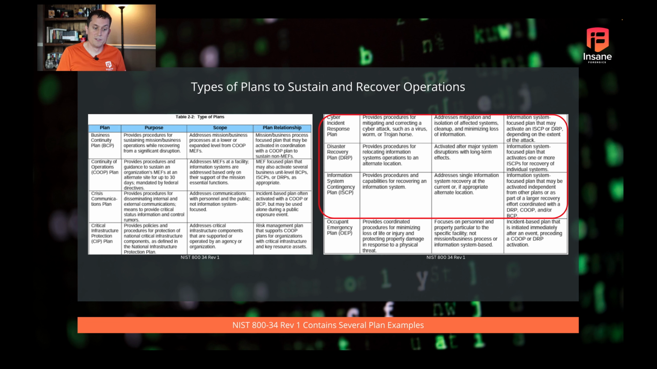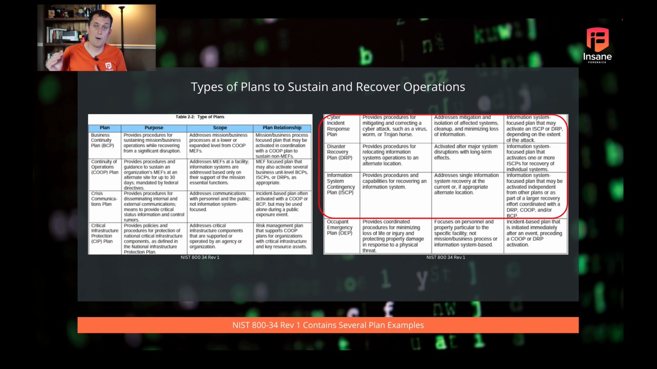So again, we'll use NIST 834 Rev 1 today. So when we talk about plans to sustain and recover operations, there's different types. And what we have here is table 2-2, the types of plan. You have plans you hear about a lot, right? Things like business continuity plan, right? How we're going to have procedures for sustaining those business operations, right?